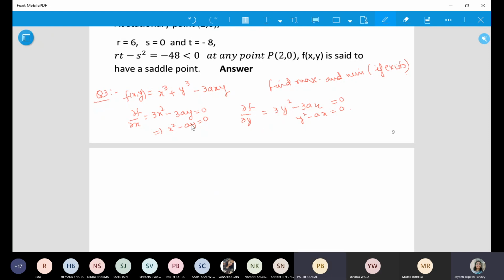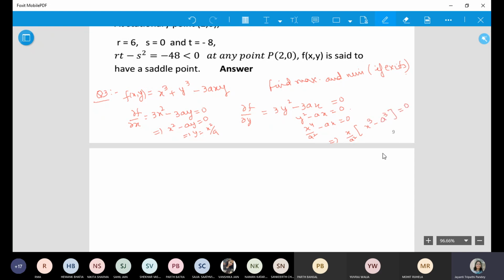R is 6x, T is 6y. You can start from anywhere. Suppose you are getting y is equal to x square by a, you can put it here. Like here you will get y is equal to x square by a, then you put it here. So it will give you x to the power 4 by a square minus ax equals 0. So if I take x by a square as common, I'll get x cube minus a cube equals 0.